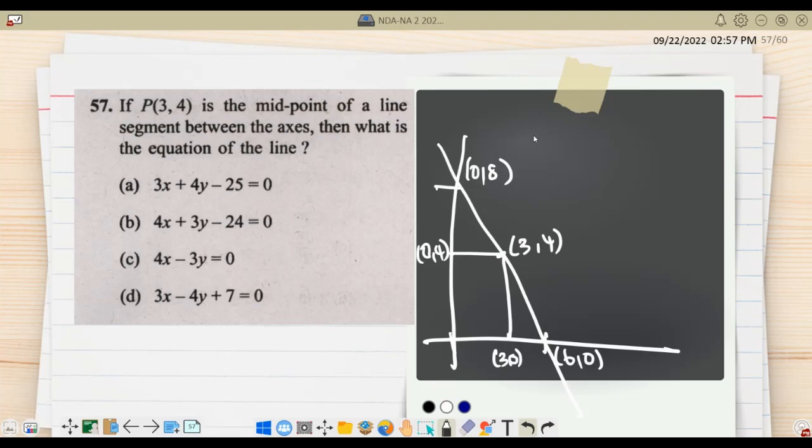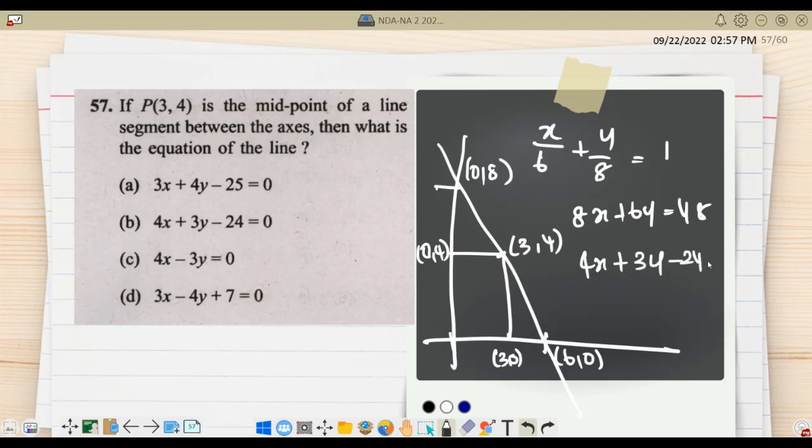So we're going to form the equation of the line using the intercept form: x by x-intercept plus y by y-intercept equal to 1. So 8x plus 6y equal to 48. Now I think we can divide by 2, right? So 4x plus 3y minus 24 equal to 0. So your option B is the answer. We're going to go to the next question.